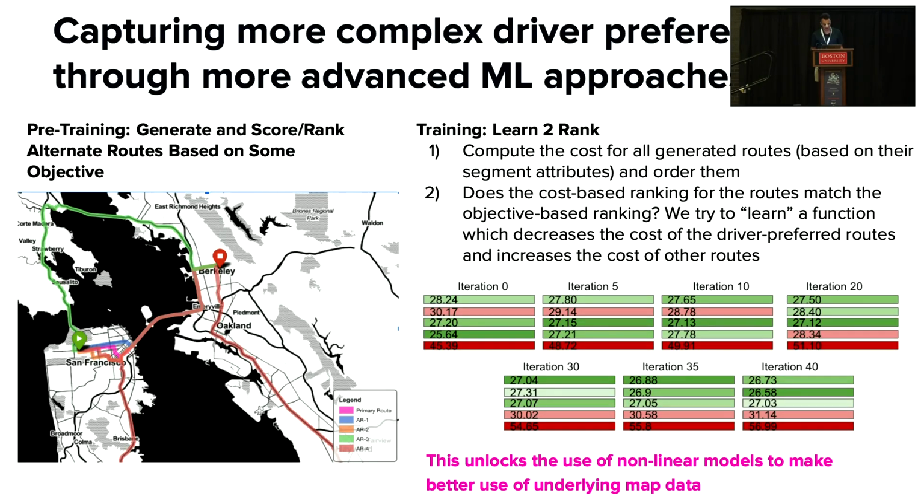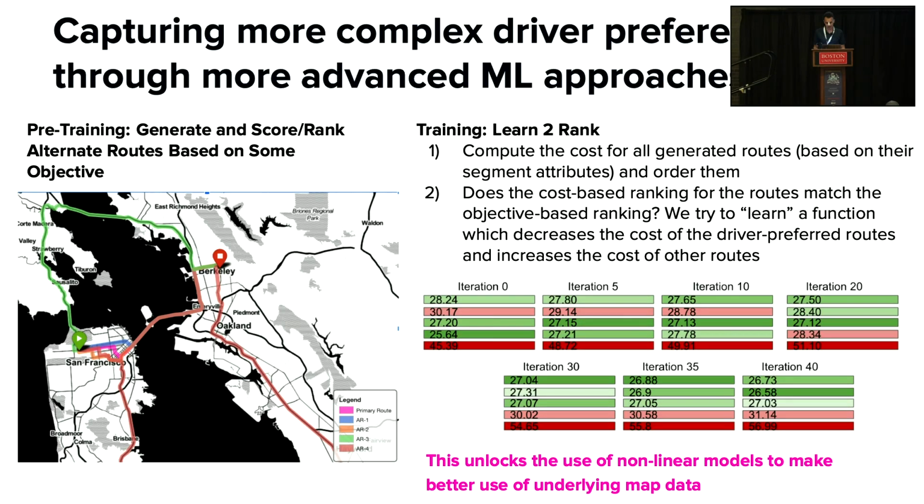So kind of where we're at now, we want to capture more complex driver preferences through more advanced machine learning approaches. So the idea we've been exploring is learn to rank. Basically, the idea is we can run our routing engine at the start of training rather than doing it on every iteration, and score or rank those routes that we generate based on some criteria. So on the left, that's an example in San Francisco where we generated 5 routes, and we might rank them in some way. So basically, the green route and the red route that are the more extreme routes, probably drivers aren't going to take them, so they'd be the worst ranked routes.